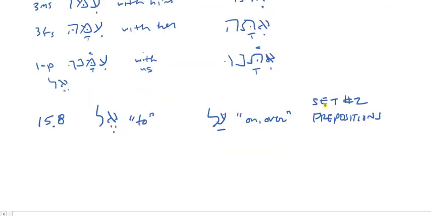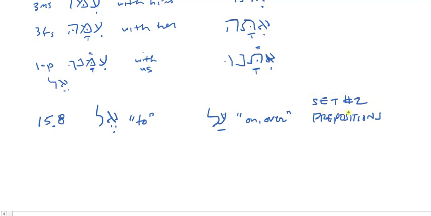The final part of our chapter is 15.8, and here we're dealing with 2 more prepositions, el, which means to, and al, which means over. So again, we can attach pronominal suffixes to these prepositions. They are not nouns, okay? They're not nouns, they're prepositions. But these prepositions are going to take the set 2 pronouns.